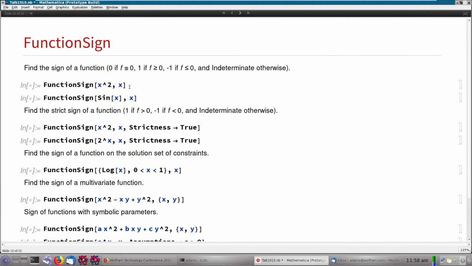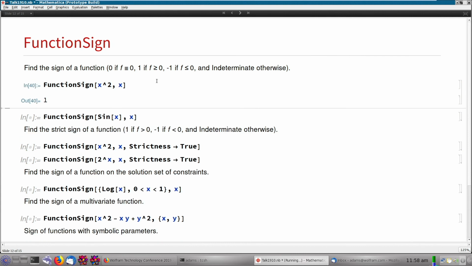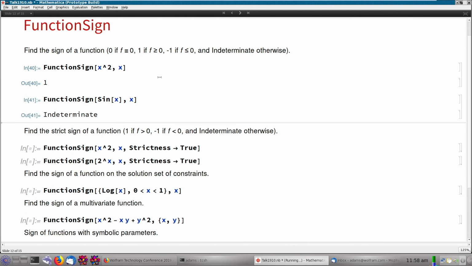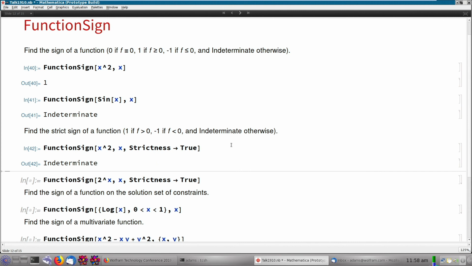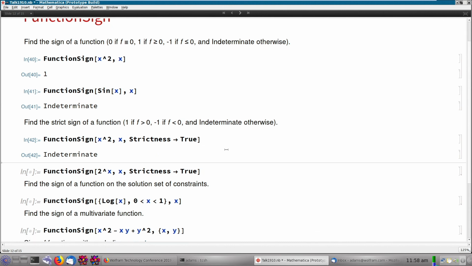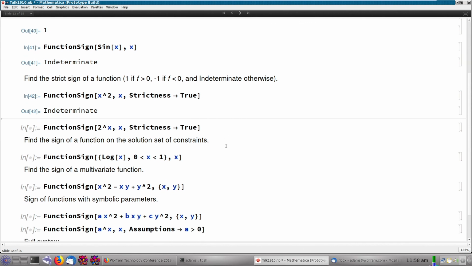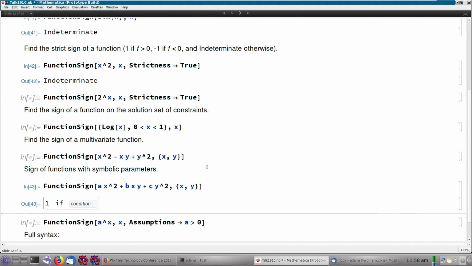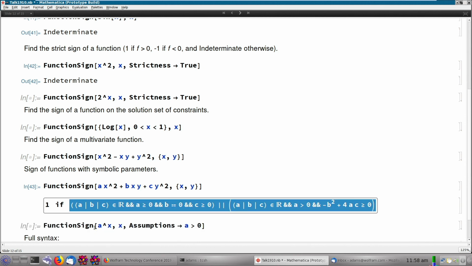I don't think anybody talks about a real function being meromorphic, but it also works over the reals. And it means that it's locally a ratio of real analytic functions. Now function sign gives the sign of a function like that. If the function doesn't have a fixed sign, it says indeterminate. And it has an option strictness. So x squared is not strictly positive, so it will give indeterminate. And we may get a condition for function sign, and this is a larger condition, so we need to unpack it to see what it was.